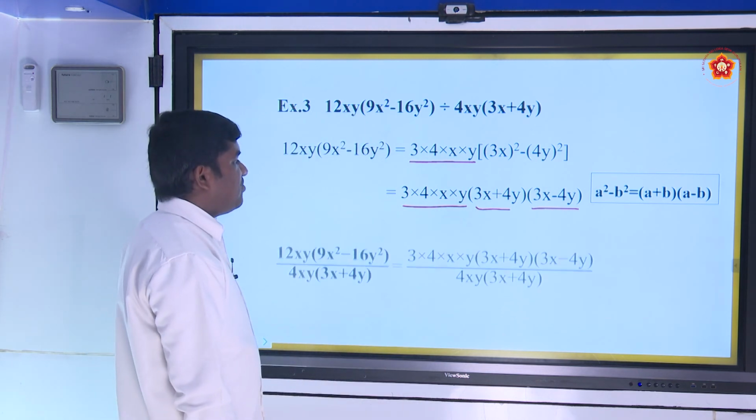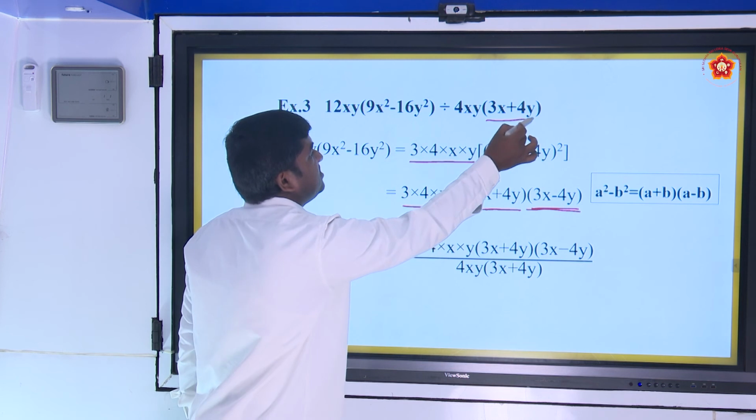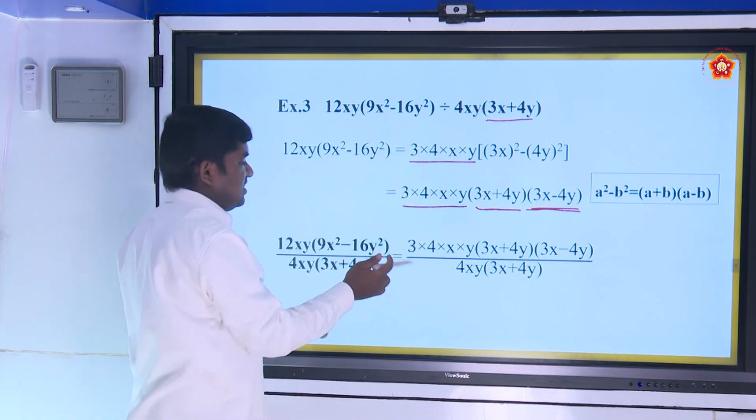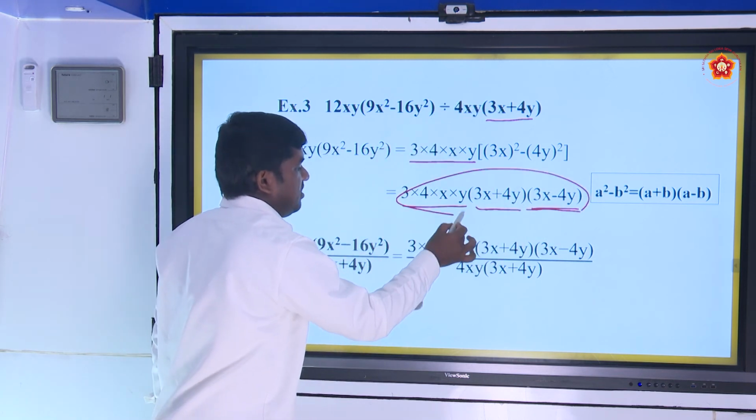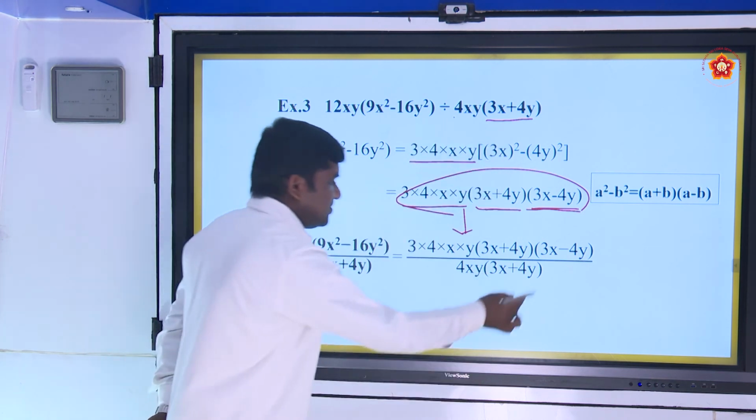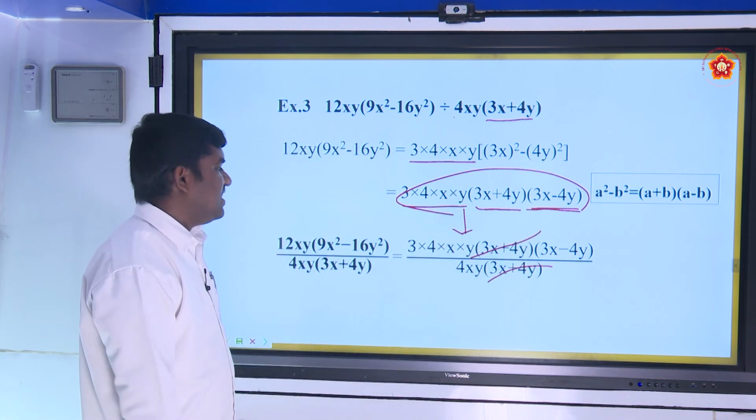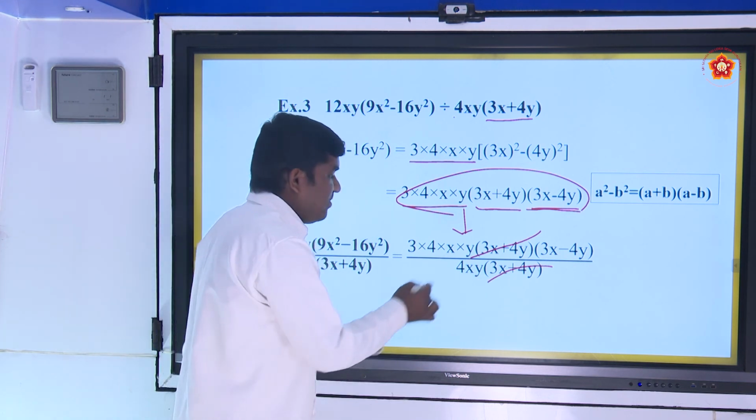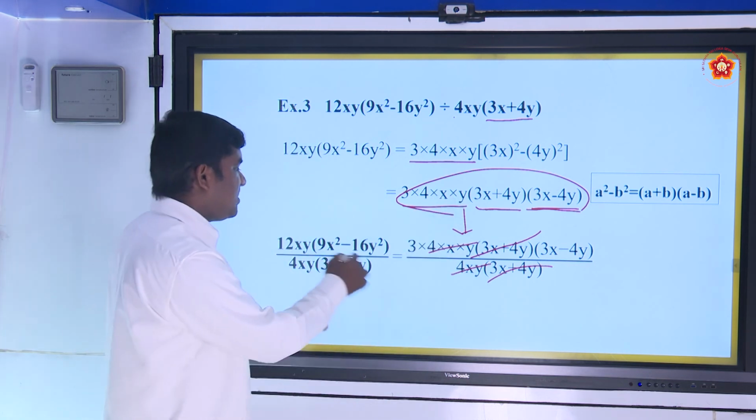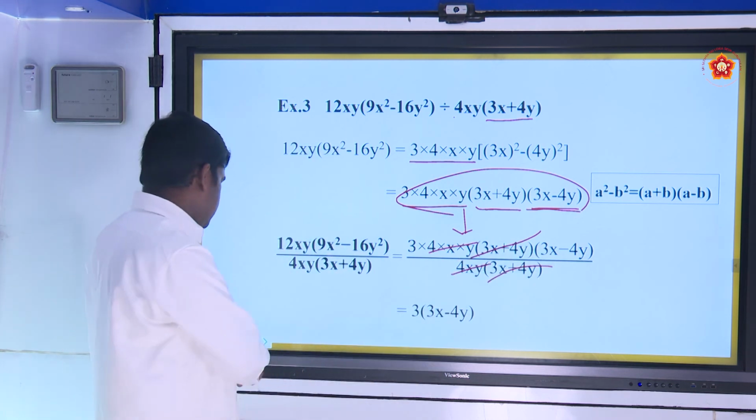Next, you get (3x minus 4y)(3x plus 4y), and here also 3x plus 4y in the denominator. Now apply this: divide, these factors will come here, and the denominator is 4xy into (3x plus 4y). So 3x plus 4y and 3x plus 4y get cancelled. Next, 4 into x into y, 4 into x into y, cancel. Now observe, the remaining thing is 3 into (3x minus 4y). Yes, this is the answer.